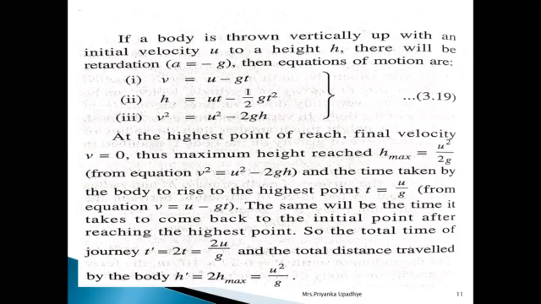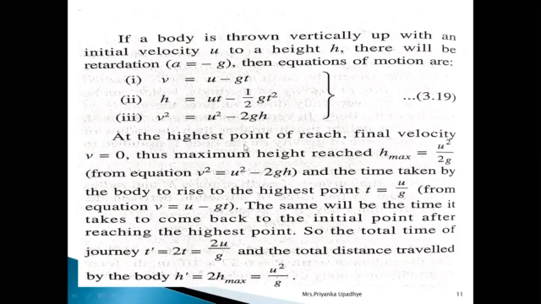Then the equations of motion are, see here, v is equal to u plus at. So plus a will become minus g. Therefore v is equal to u minus gt. s is equal to ut plus half at square. So here instead of a it will be minus g, therefore ut minus half gt square, and instead of s it is height h. Third one, v square is equal to u square minus 2gh. So what is the actual form? v square is equal to u square plus 2as. So instead of a we are writing minus g, and instead of s we are writing h.